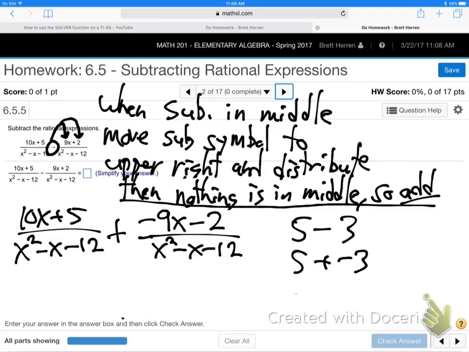Instead of subtraction in the middle, we added the opposite. We added the negative. Instead of subtracting 3, we added negative 3. But that's the same answer, isn't it? I'm not really changing anything. I'm just making it easier for us to do the problem.